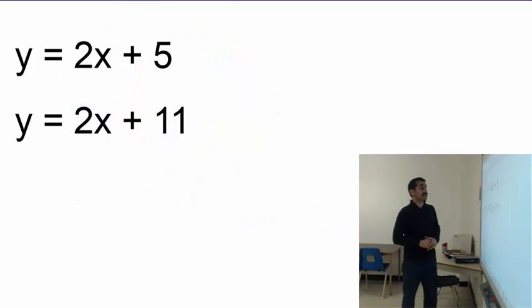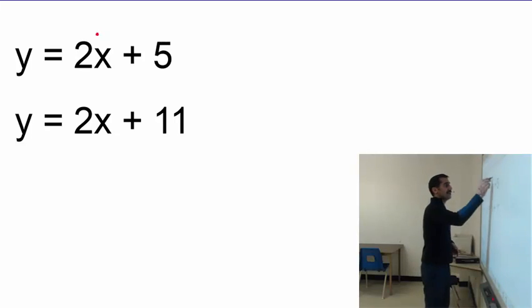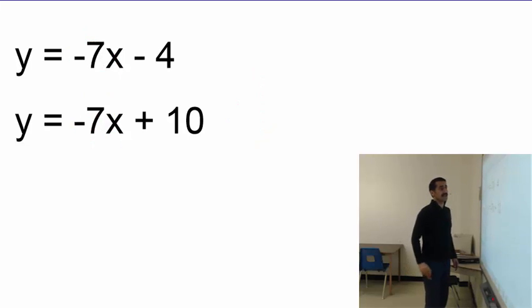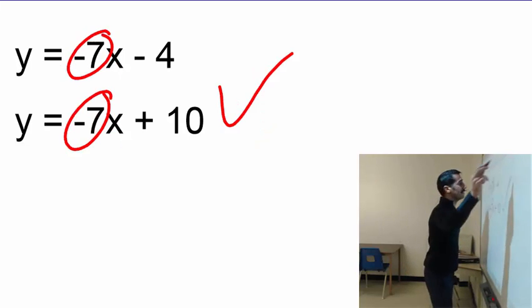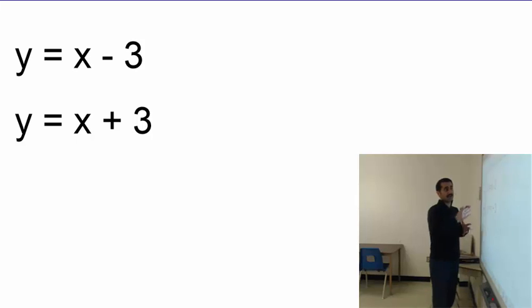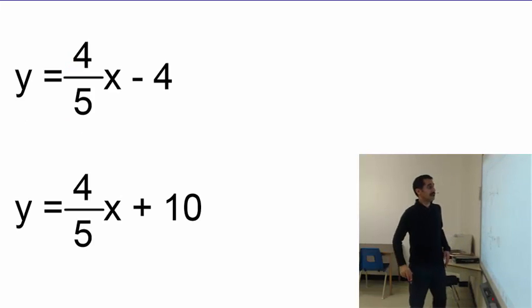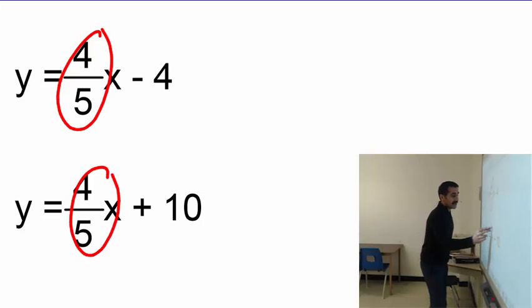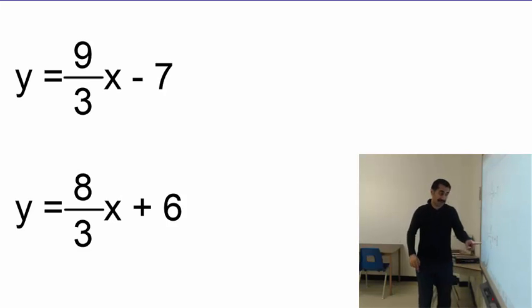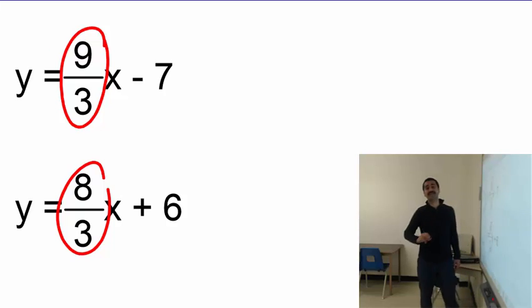And the two lines, we kind of just did that. It's 2. These are parallel lines. Next, minus 7, parallel lines. Next, there is no number here. They are the same, right? No number, no sign, no number, no sign. But there is one here. They are parallel. 4/5, and I got 4/5 here, parallel lines. And 9/3, 8/3. These are different numbers. These are not parallel lines.